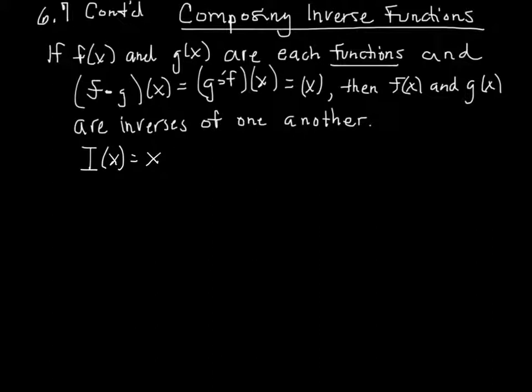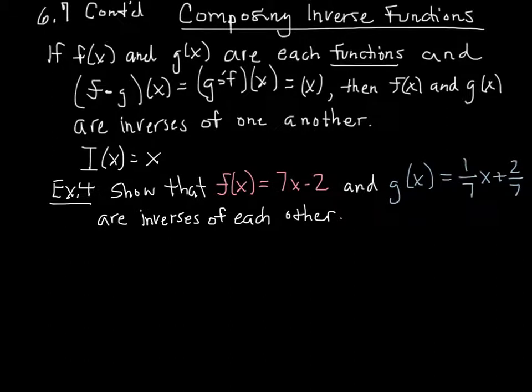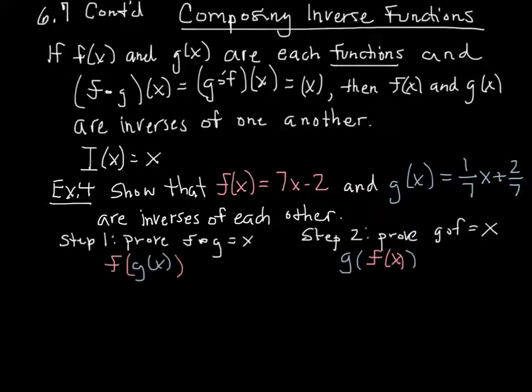Here is an example. Show that f of x equals 7x minus 2 and g of x equals 1/7 x plus 2/7 are inverses of each other. Step 1 would be to prove that f of g of x equals x. And step 2 would be to prove that g of f of x equals x.